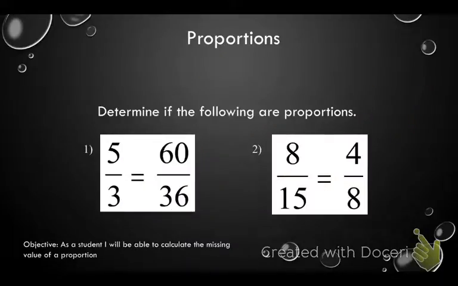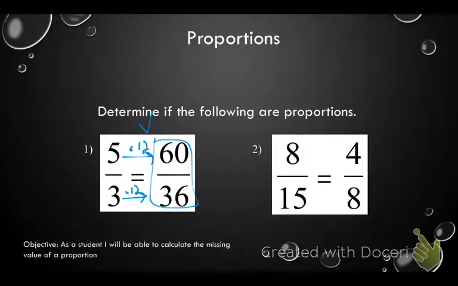Okay, here we go. Proportions. Determine if the following are proportions. So we're going to see, are these equivalent? That's all we're asking. Okay, how does 5 become 60? Well, I multiply by 12. If I do the same thing to the bottom, is 3 times 12 36? Yes, it is. This is proportional, so the answer is yes for this one.